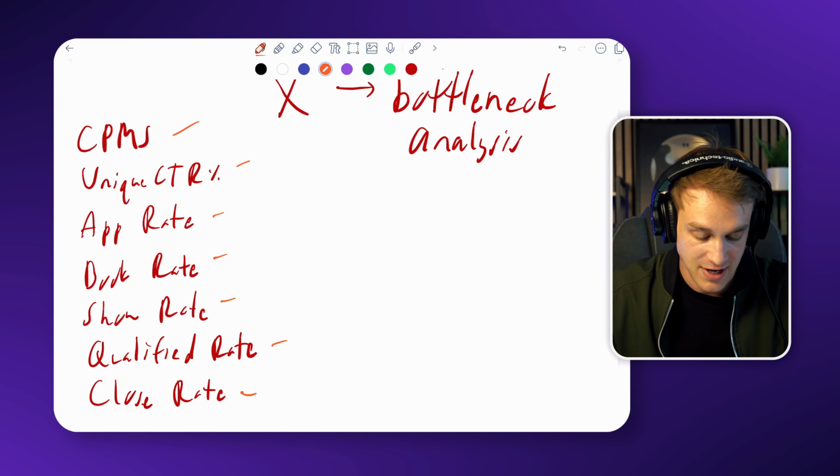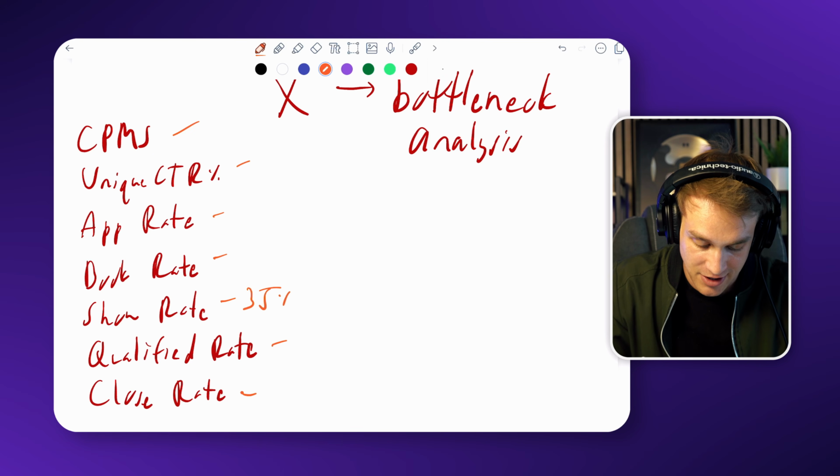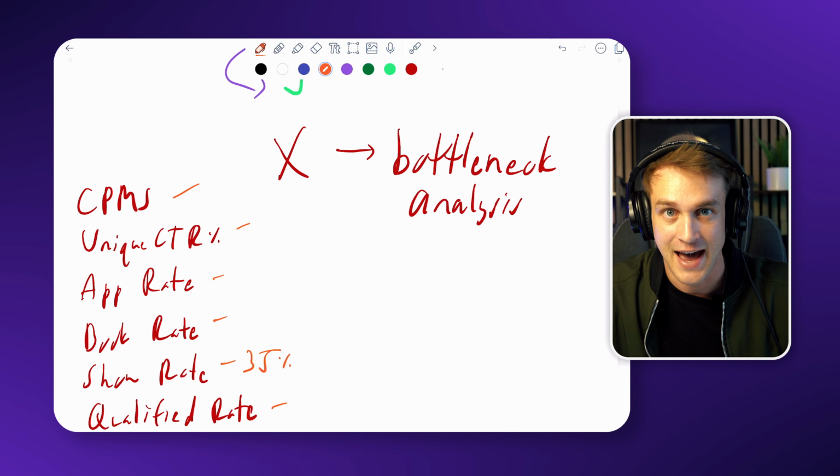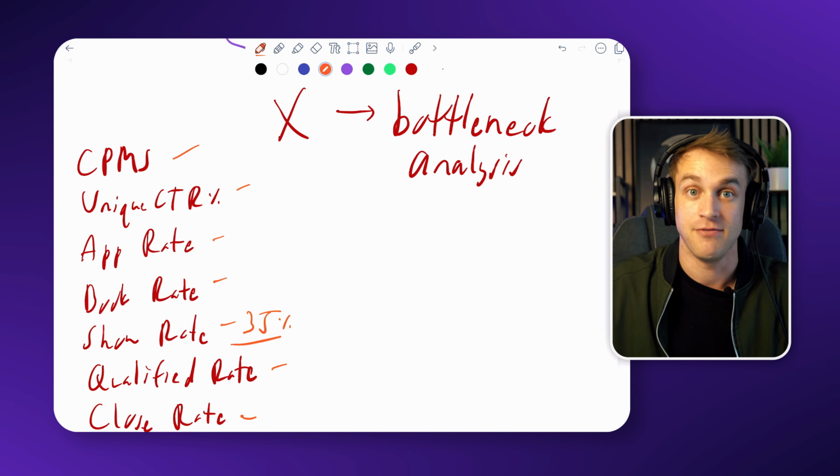That's the one I'm going to attack. So maybe in this case, all the other metrics are good, but our show rate is like 35%. It's not the ads that are making things not work, it's the show rate. So I'd go and I'd fix the show rate.